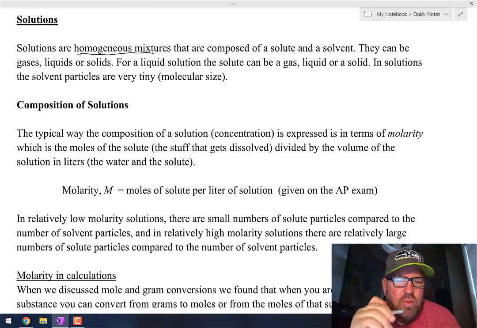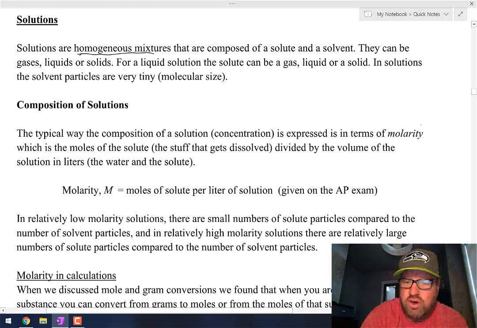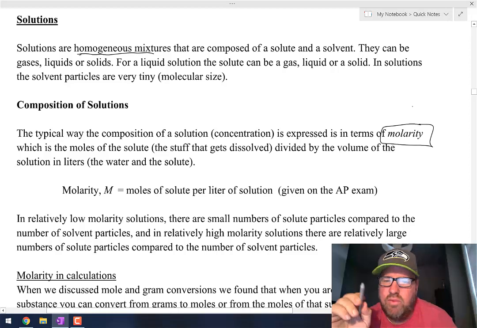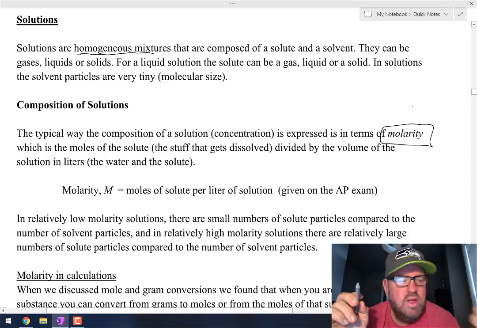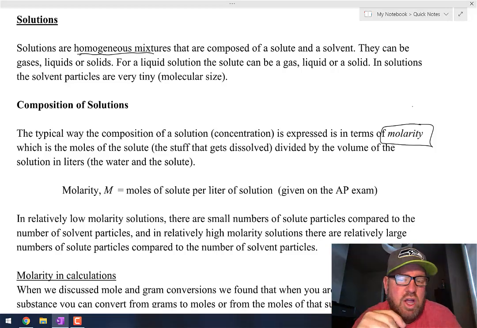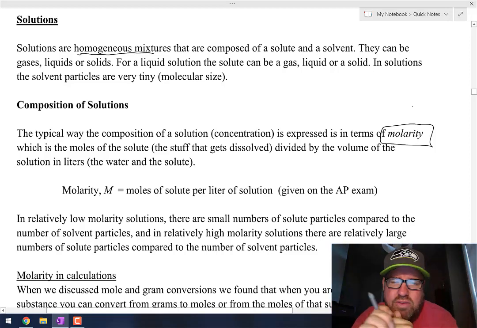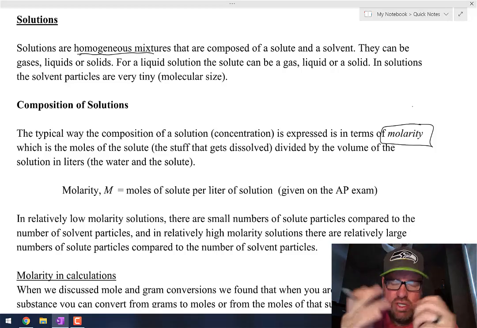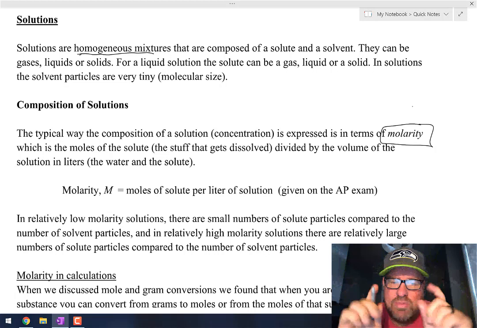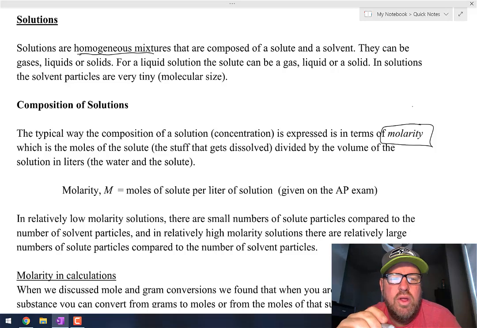The main way that we're going to talk about the concentration of a solution is in terms of molarity, and molarity really is the only one that we need to focus on. There are lots of other ways to express concentration. For example, you can talk about parts per million, which is a measure of how many parts there are per every million particles. That's a very common form of expressing concentration. But for the AP classroom, we are going to talk simply about molarity.